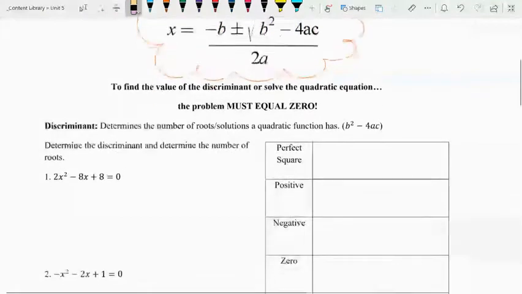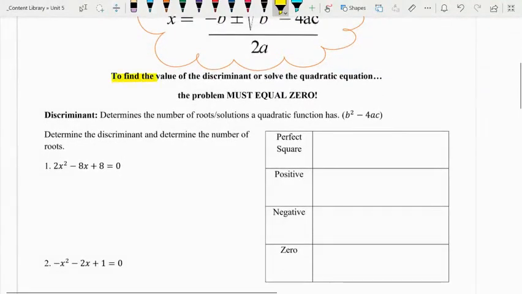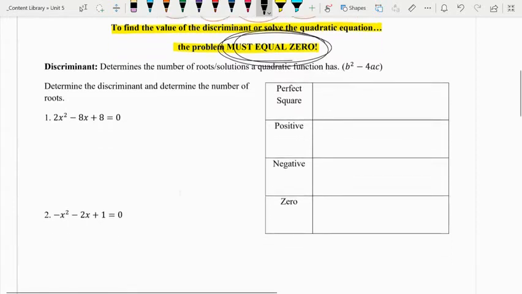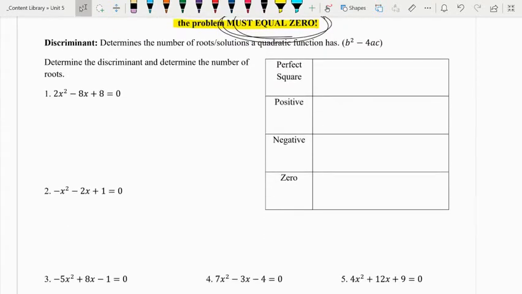Okay. Here's the big point of your quadratic equation or discriminant. It must equal 0. Make sure that it has the equation all on one side of the equal sign before you start doing any of this. So the discriminant in general determines the number of roots or solutions in your quadratic equation. So b squared minus 4ac is your discriminant.